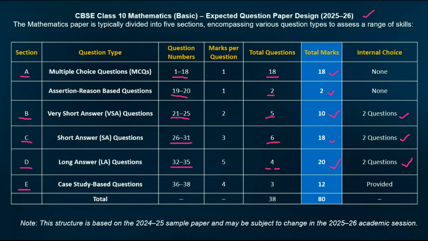Section E, case study based questions, question numbers 36 to 38, 4 marks per question, total 3 questions, total marks 12, internal choice provided. Total 38 questions, total 80 marks. Note: the structure is based on the 2024-25 sample paper and may be subject to change in the 2025-26 academic session.